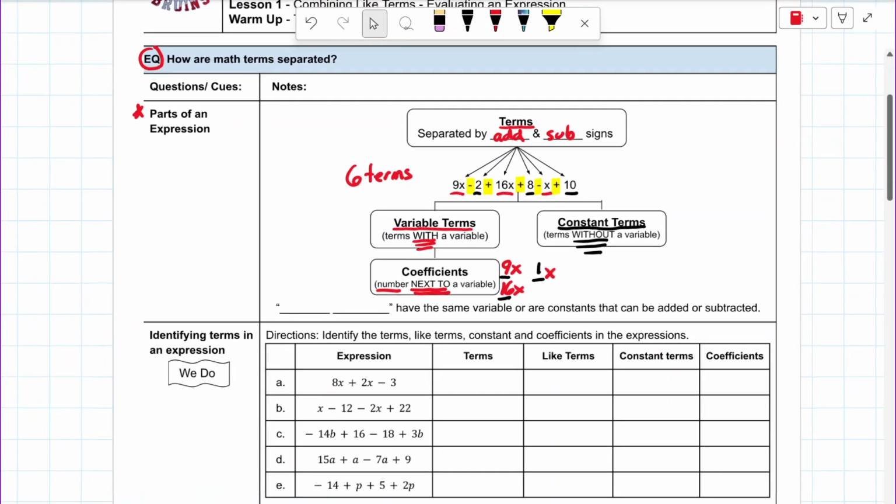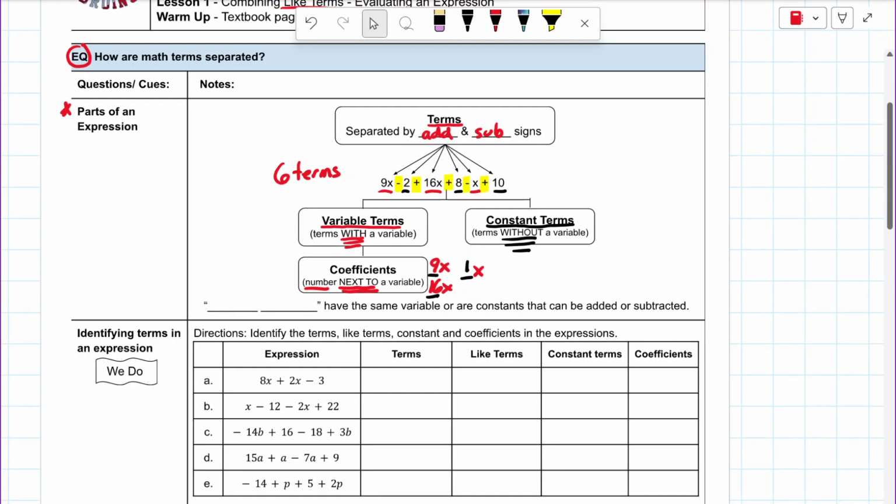Okay, so those are the terms. And now we need to know what a like term is. So like terms have the same variable. Okay, so 9x, 16x, and 1x are like terms. Or constants that can be added or subtracted together are also like terms. So let's learn how to identify terms in an expression. Here's the directions. Identify the terms, the like terms, the constants, and the coefficients in the expressions.